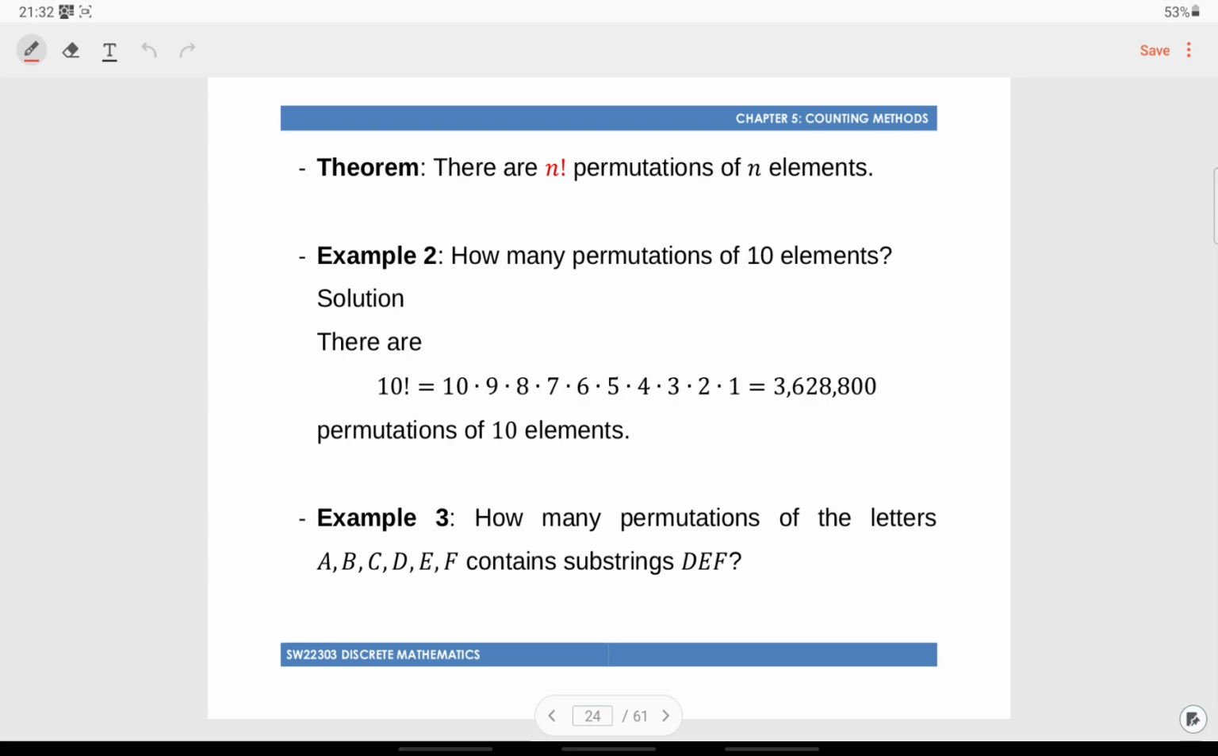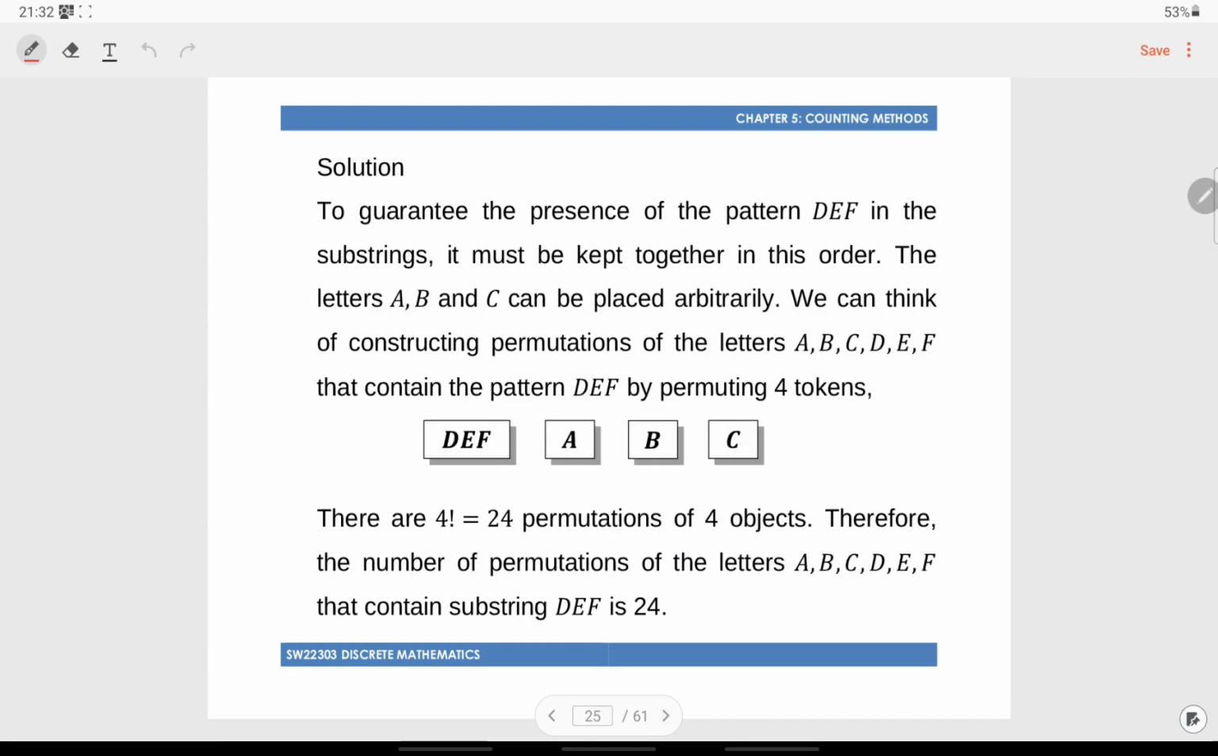How many permutations of letters A, B, C, D, E, F contain the substring D, E, F? Okay, so we have an additional condition where the string D, E, F must stick together in the D, E, F form. So the letters D, E, and F must stay in a single combination, which is DEF. This is the solution to guarantee the presence of the pattern DEF in the string. It must be kept together in this order.